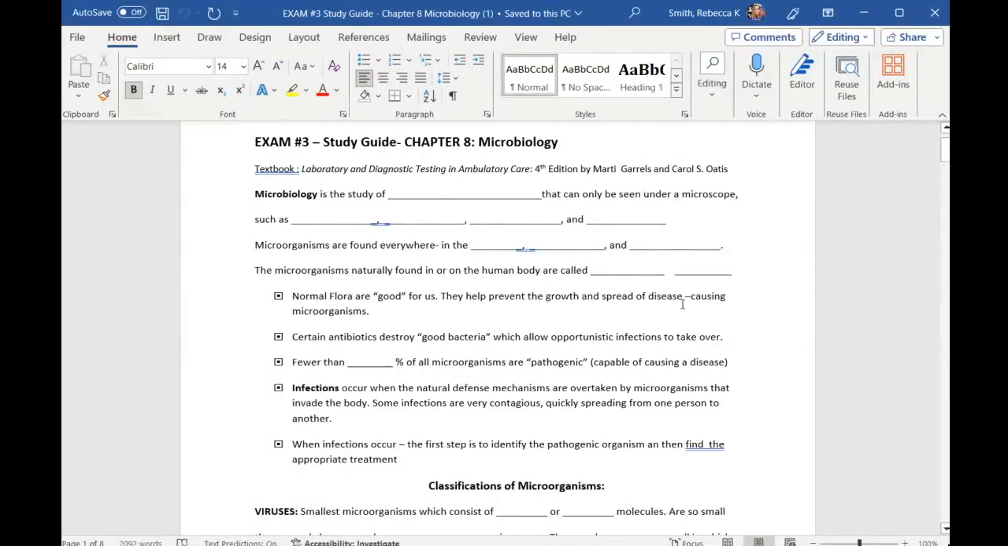Air, soil, and water, and also in the human body, right? So what are the ones that are normally found on our bodies that don't make us sick? Normal flora. This is a test question. Normal flora. Yep. Normal flora is in your mouth. It's on your hands, on your skin.